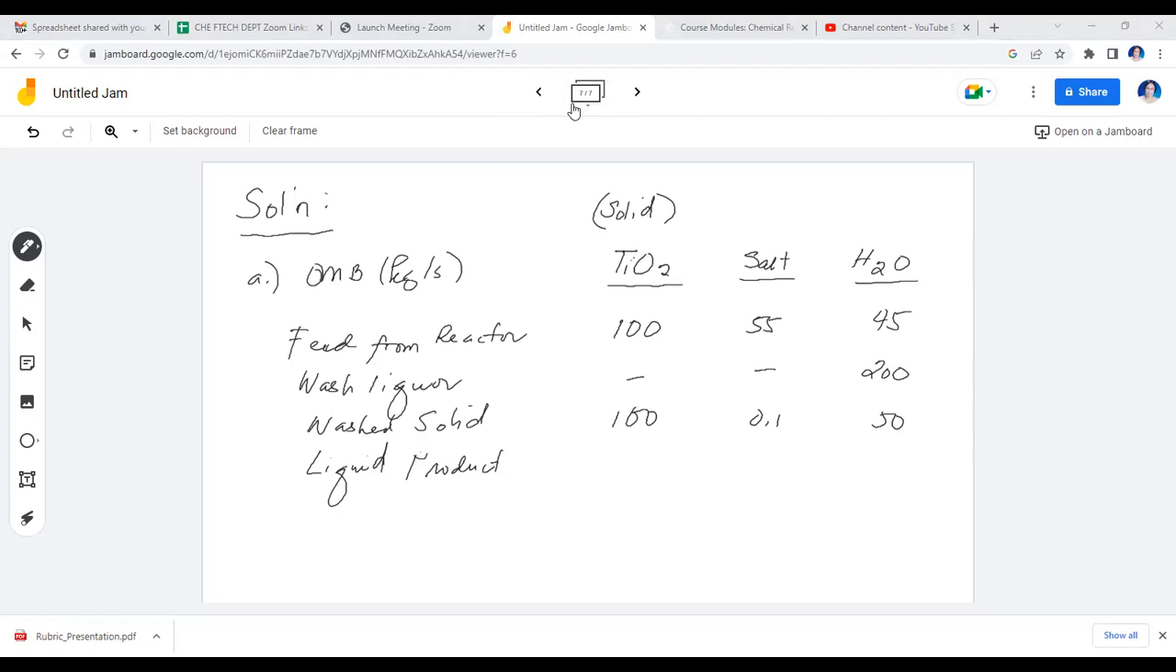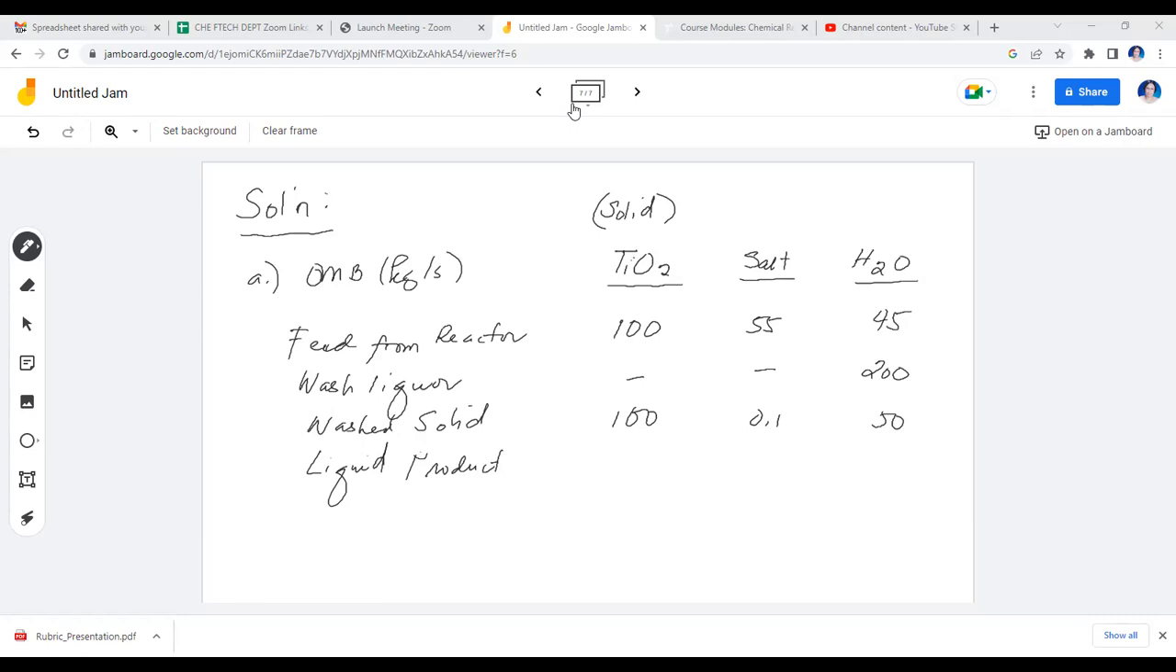Gio says, 0.5 times 100. Miss Gio, will you explain where you get this 0.5 times 100? Where did you base that, Gio? Or I'll go to Jeanette because Jeanette was the one who gave us the 50. Where did you base the 50 kilograms water?